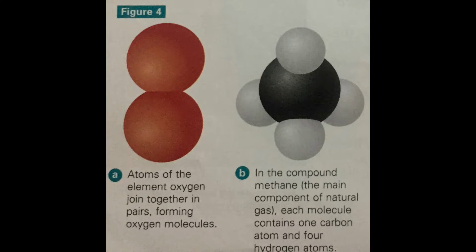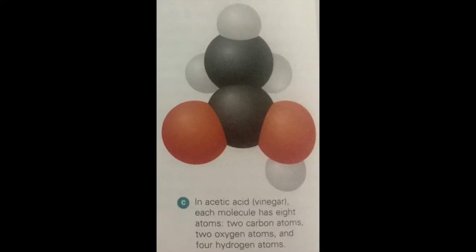In the compound methane, the main component of natural gas, each molecule contains 1 carbon atom and 4 hydrogen atoms. In acetic acid, vinegar, each molecule has 8 atoms: 2 carbon atoms, 2 oxygen atoms, and 4 hydrogen atoms.